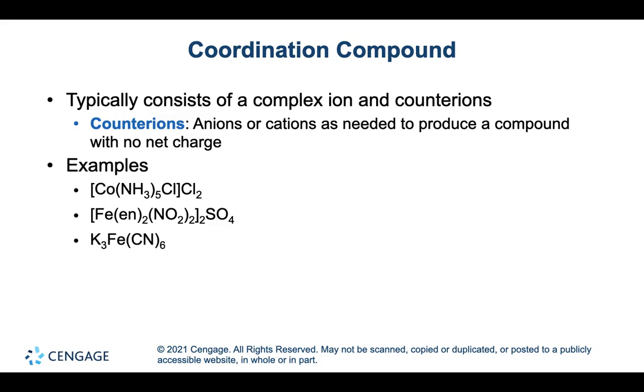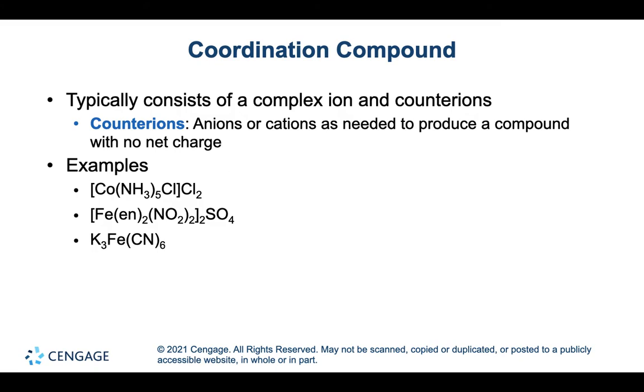Three examples of coordination compounds would be this cobalt with 5 ligands of ammonia and 1 ligand of chlorine attached to it. So it's got 6 ligands attached to it, and then it overall has a charge of +2. So your complex ion is +2. You're going to need 2 Cl- ions as counter ions to balance out its charge and give you the entire coordination compound formula.